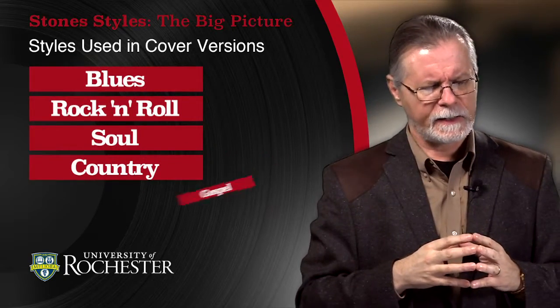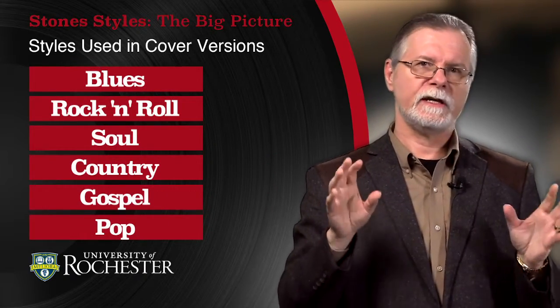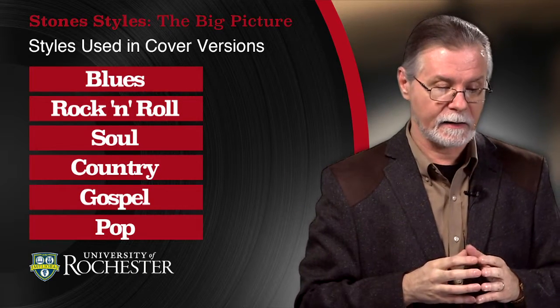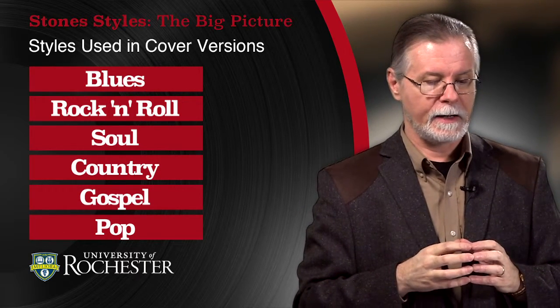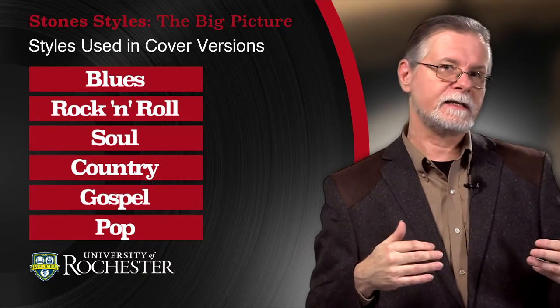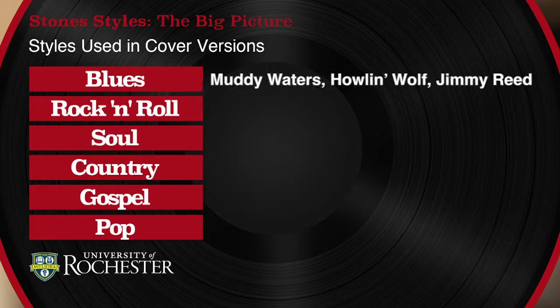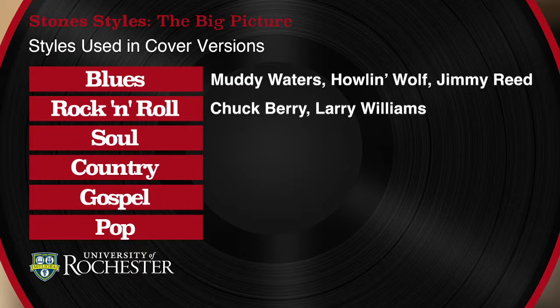Now, at the end of the week 2 lectures, or somewhere at the end of one of those videos, I gave you a list of the styles used in cover versions, and you can see that on the screen here. I articulated 6 styles that we saw a lot in the cover versions. We saw blues, that would feature songs by Muddy Waters, Howlin' Wolf, Jimmy Reed, among others. Rock and roll, Chuck Berry, Larry Williams records.